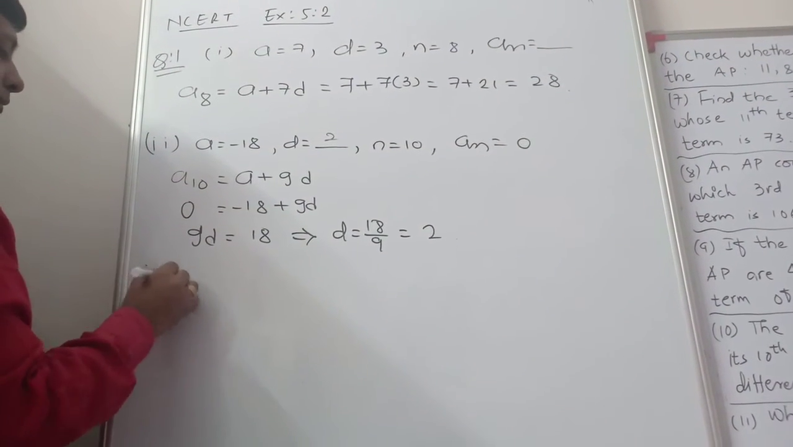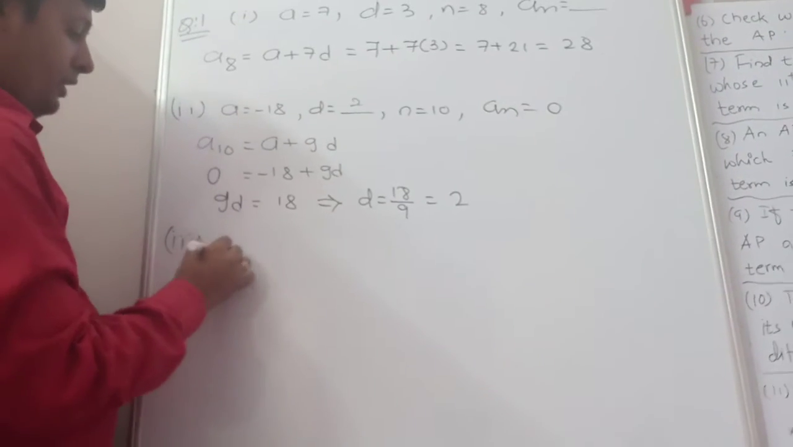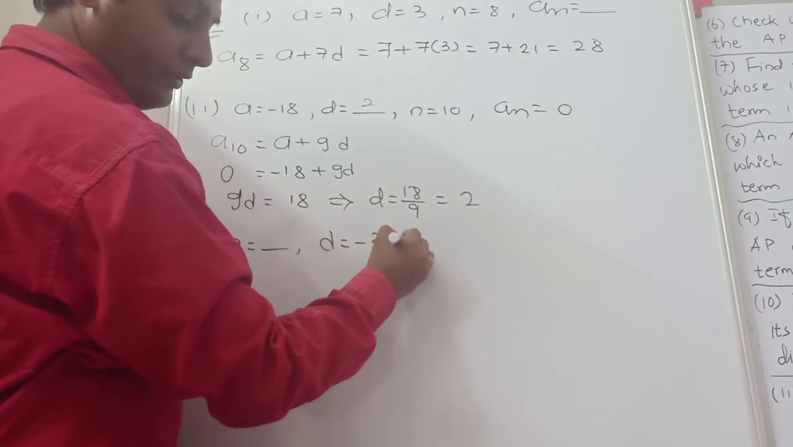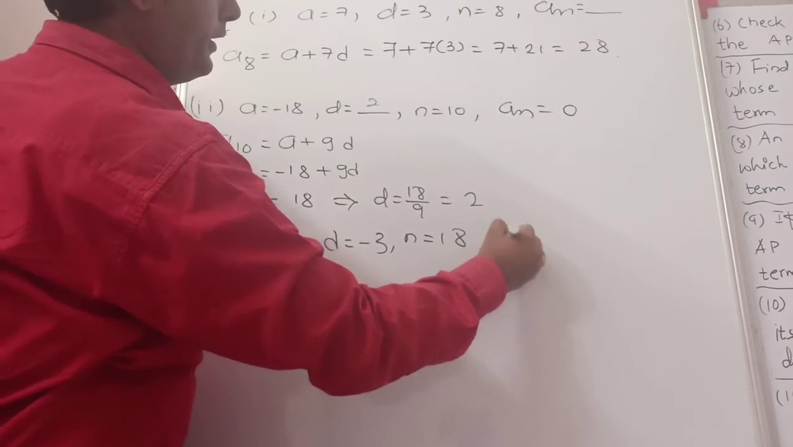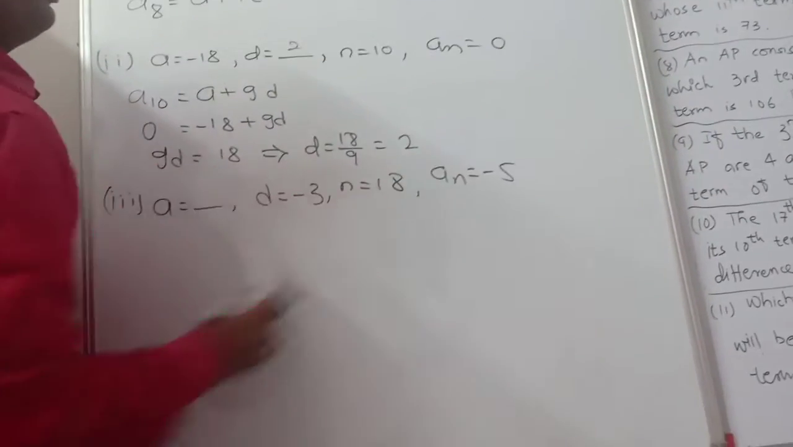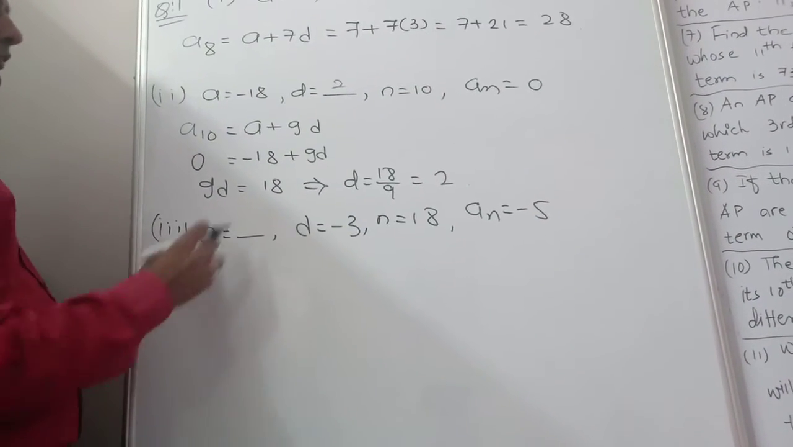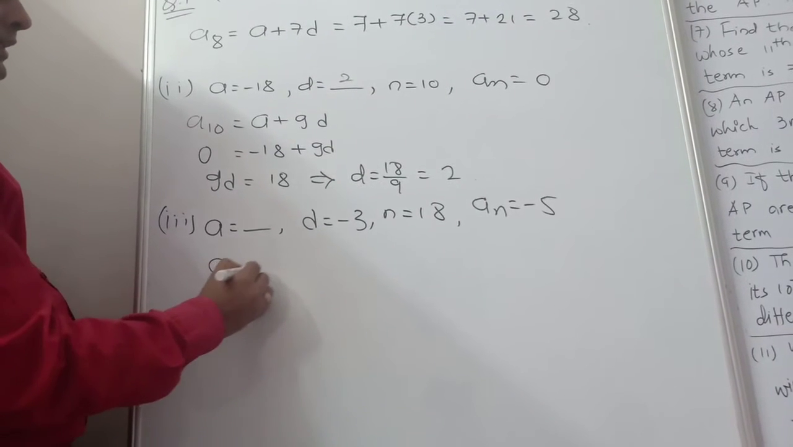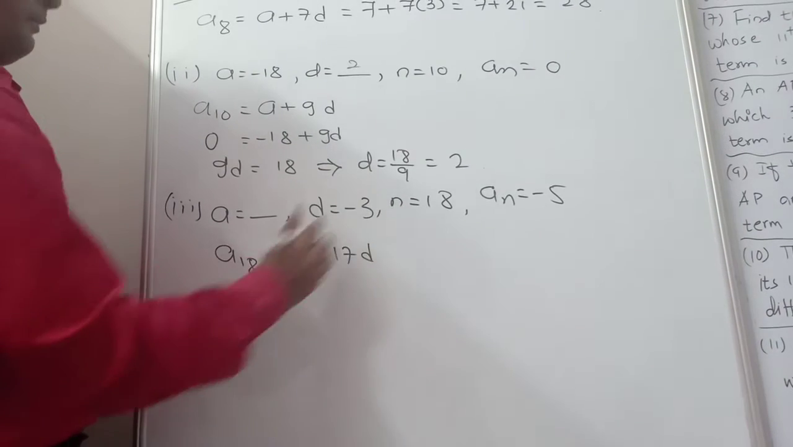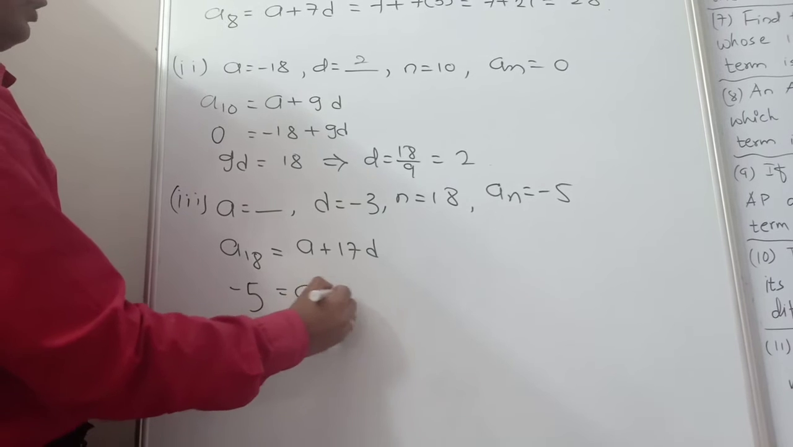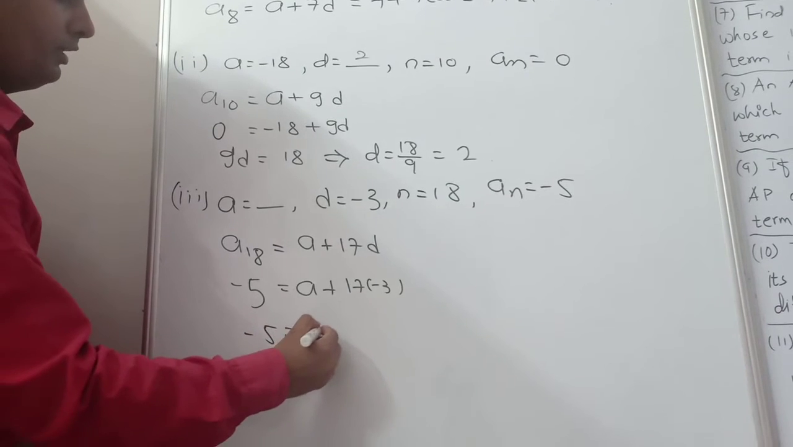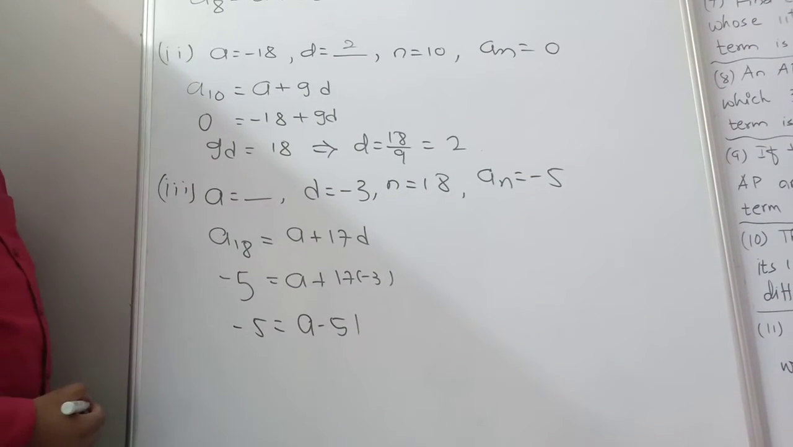Now third question. Here a is unknown, d is minus 3, n is equal to 18 and an is equal to minus 5. So a18 is equal to minus 5. So we find the a. a18 is equal to a plus 17d. a18 means minus 5, a unknown plus 17 into minus 3. Clear? So minus 5 is equal to a minus 51.